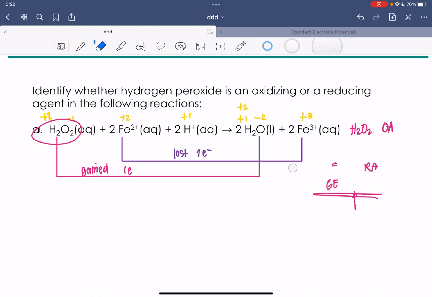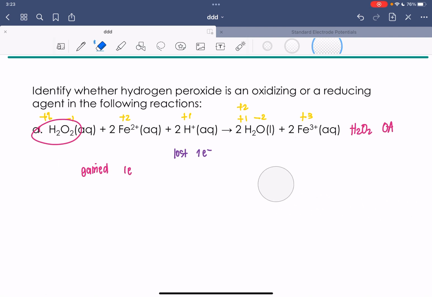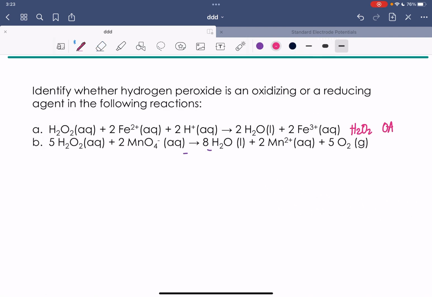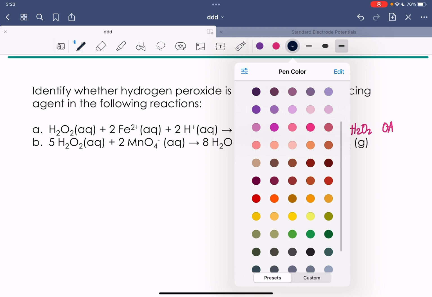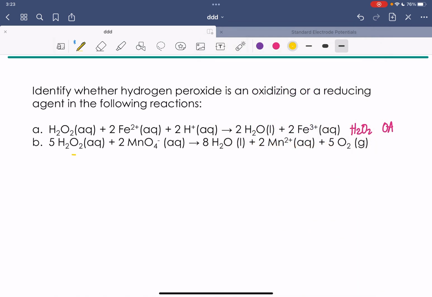See, now it's easy. Now let's look at the next example, letter B. For letter B, we are just asked to do the same thing, so we will do the same process. Give oxidation states to all elements in our reaction. So that's negative 1, negative 2, plus 1, plus 2, negative 2, negative 8, positive 7, negative 2, positive 1, positive 2, positive 2, and then, surprise, it's 0. 0 because it's a free uncombined element. It's not an ionic compound, so it's not paired with anything.